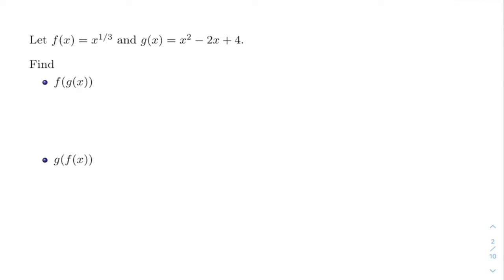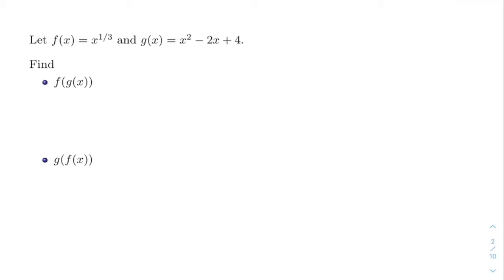So we have f of x to be x to the 1/3 and g of x to be equal to x squared minus 2x plus 4. So they're asking us to find the composition of these two functions in different order. The first one is f composed with g, and the second one is g composed with f. So let's do this.